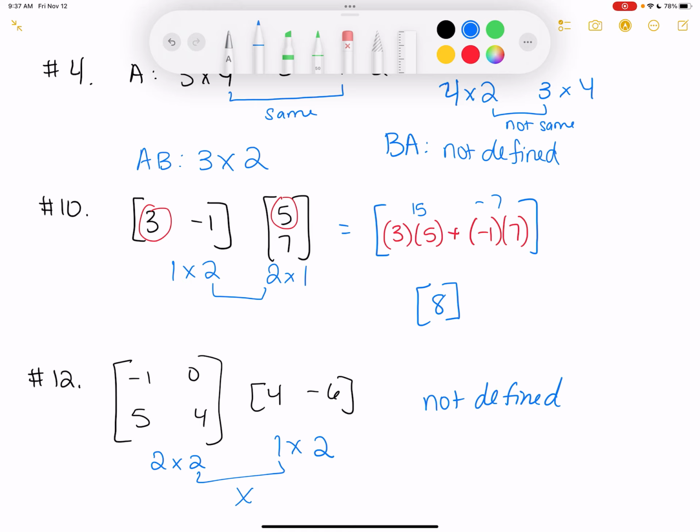Just showing this is sufficient of a reason to say that it's not defined. You don't need to state in words that the middle two dimensions are not the same. You don't have to write all that. You can literally just show that and that's fine.